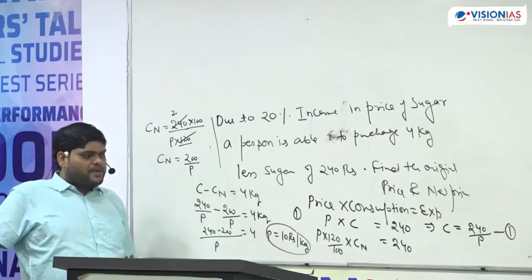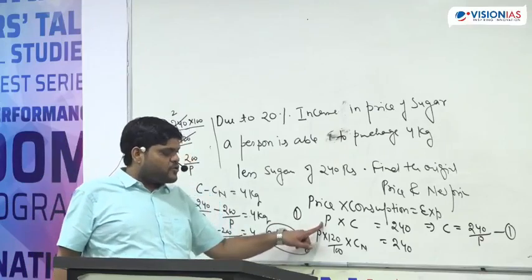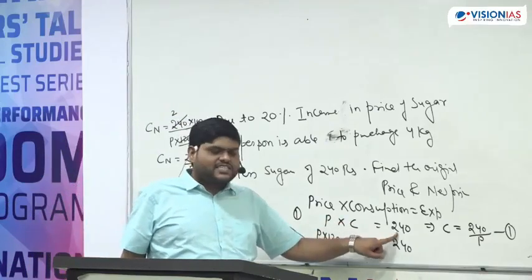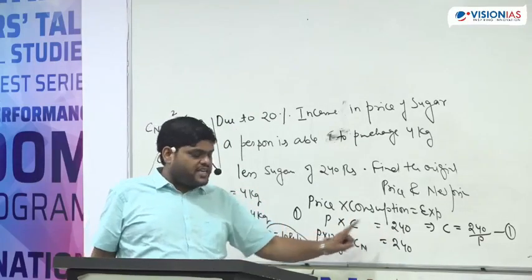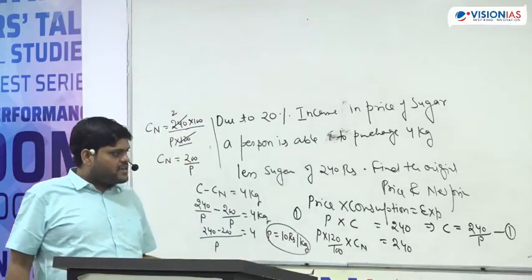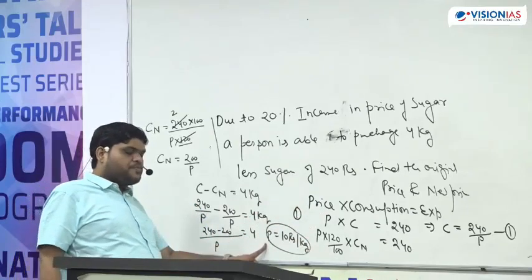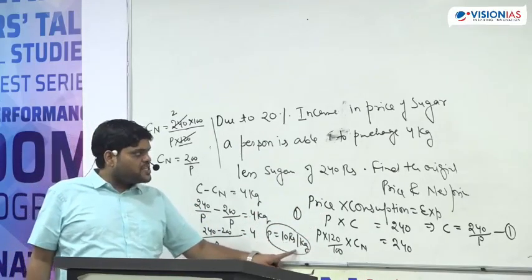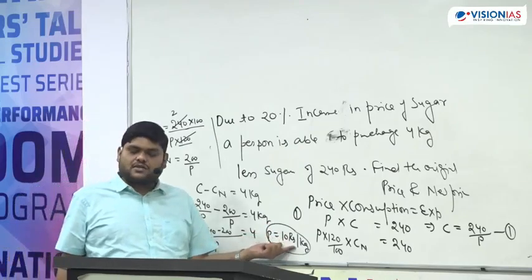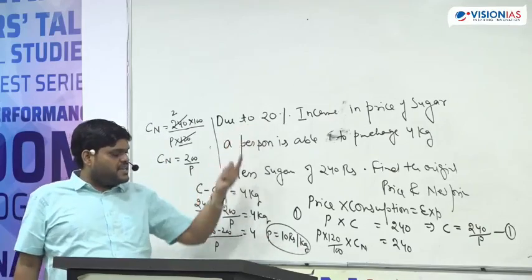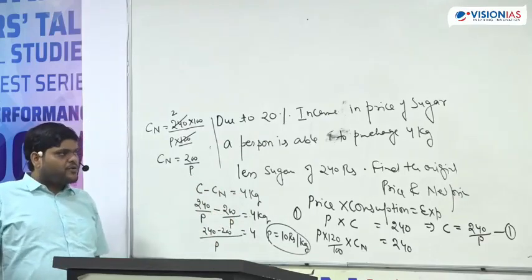This is the original price which we are getting. So the original price is 10 rupees per kg. We have total expenditure as 240. What do we have to find out? We have to find out the new price. No need to find out the consumption. So the original price is 10 rupees per kg. What will be the new price? Increase of 20%. That means the new price will be 12 rupees per kg.